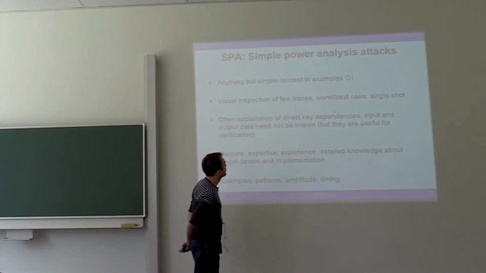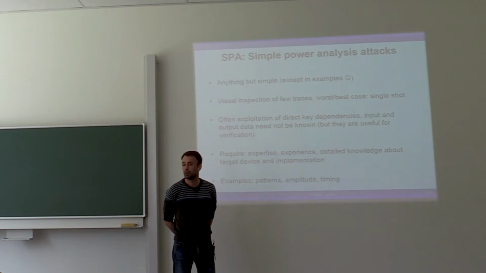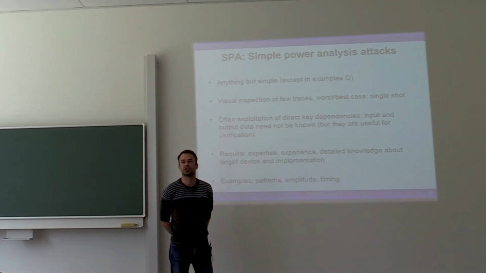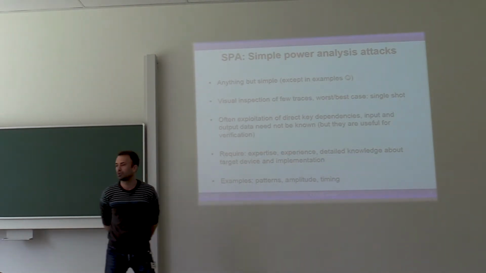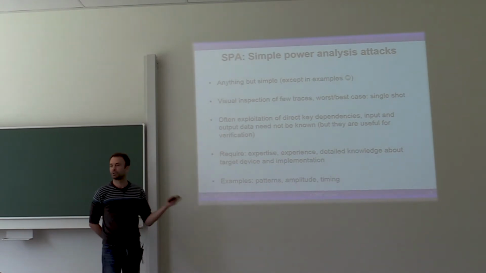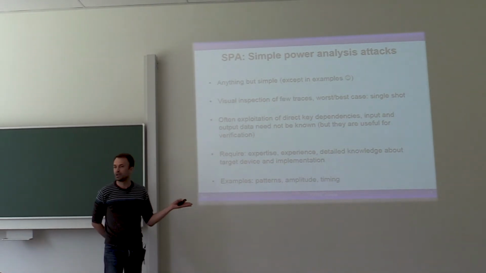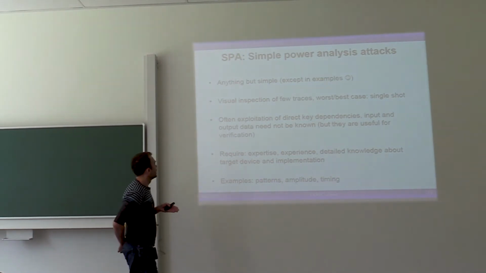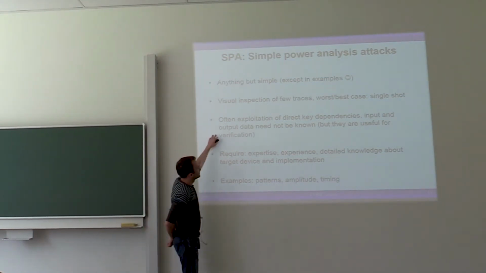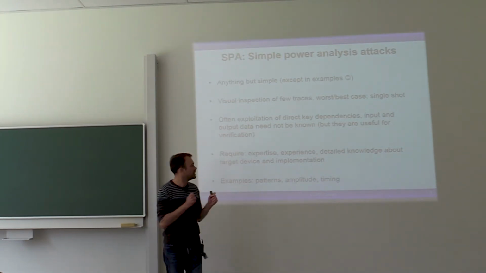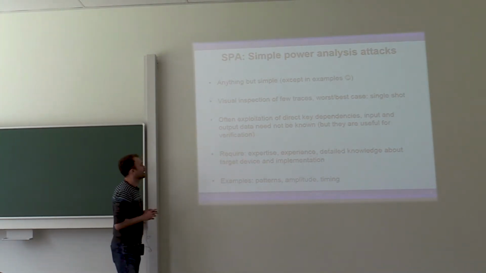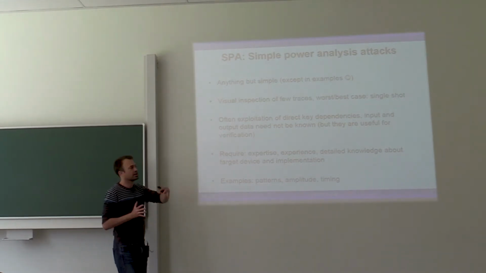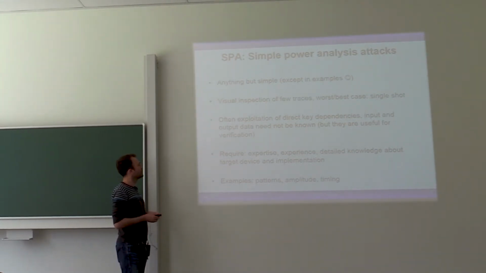From the attacker's point of view, in the worst case, you have only one. For example, if a device changes its key after every encryption, then I have only one measurement with the same key. So I have one measurement, that's all I have, that's all I can use. Often it's going to be about exploitation of somehow direct key dependencies with the structure of the measurement. You'll see examples, don't worry.